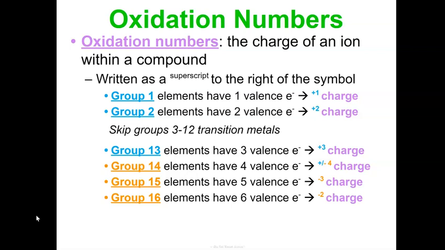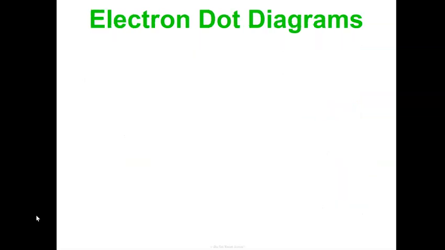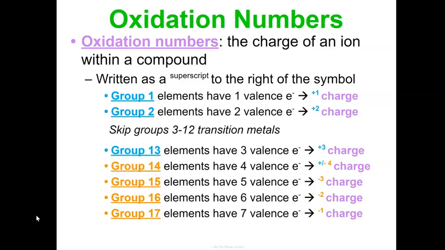Group 13 is +3, 14 is ±4. Remember, halfway to 8 is 4. So group 14 will either give up or take on. They don't care. They just want to be stable. Group 15 is -3, group 16 is -2, and group 17 is -1.